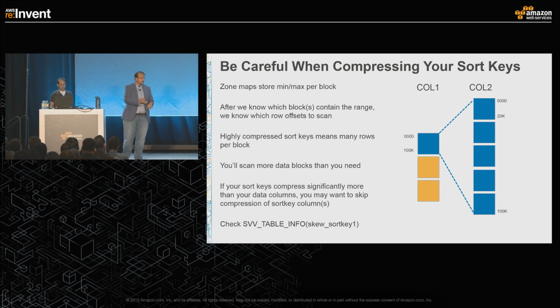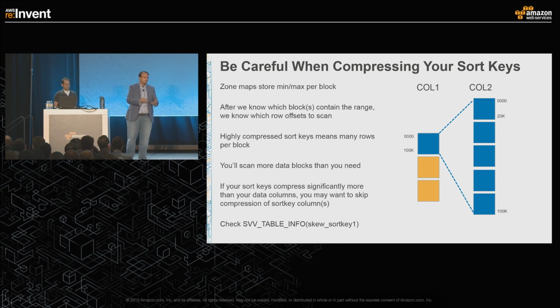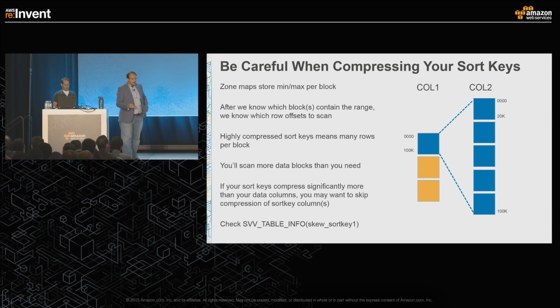And you compress really well because of you ordering by that. So be careful. Rule of thumb, don't compress sort keys. Now, if you want to check your data for possible problems, again, SVV table info, there's a column called skew sort key 1, which is the ratio between the largest column after compression and the first column, the sort key. If that number is too big, you might have this problem.